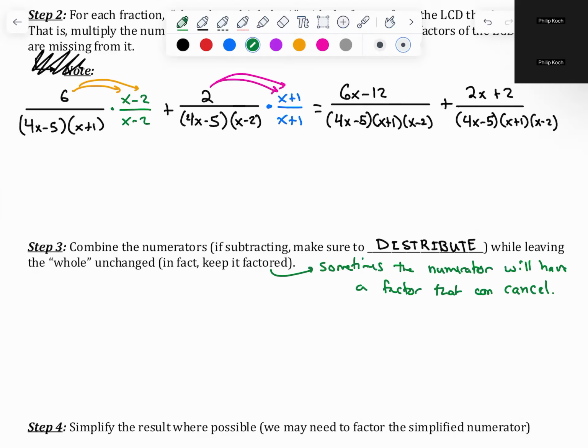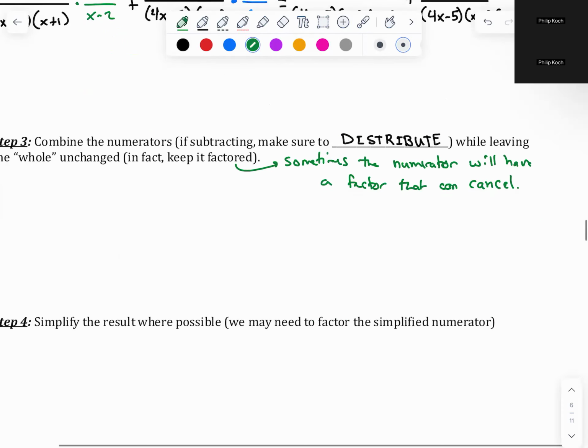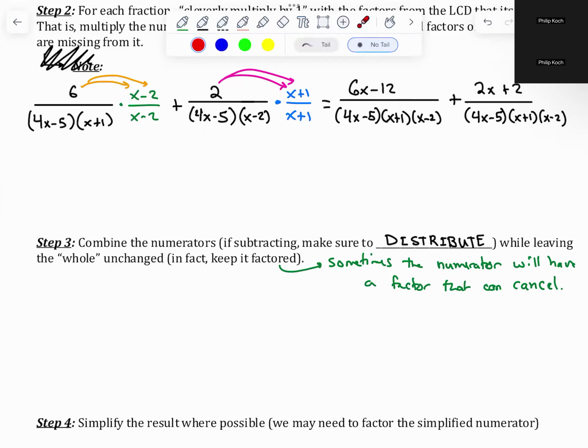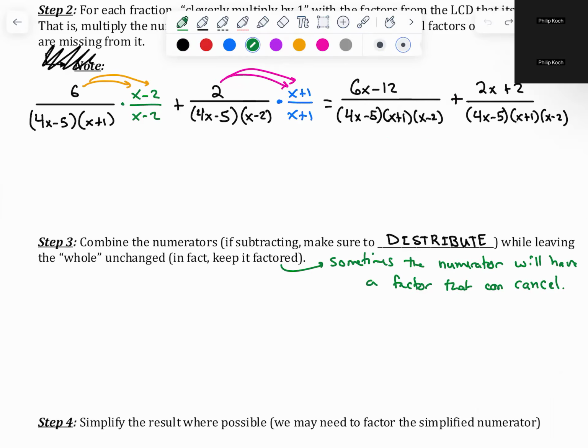And furthermore, it's just going to hurt us in the long run because we want to see if we can cancel any common factors. So with this one, in this previous situation, these two things are being added. So I'm distributing the adding, but that doesn't really do anything. It's going to add 2x and add 2 to it. So what's going to end up happening is we've got 6x minus 12 plus 2x plus 2, all divided by 4x minus 5 times x plus 1 times x minus 2. We can do that.